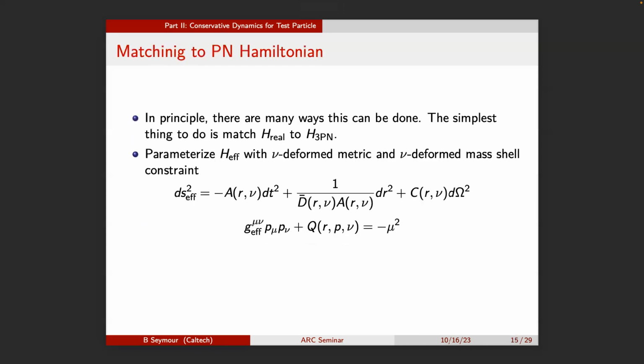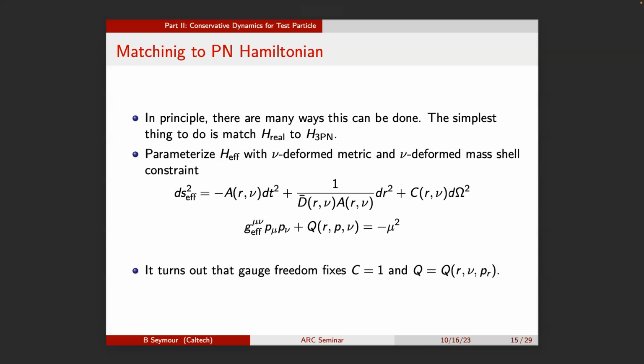So what I'm going to introduce is this effective metric that looks like the Schwarzschild metric, because it's a diagonal metric just with extra coefficients, this A and this D and this C, that will encode the symmetric mass ratio dependence, where nu is the reduced mass divided by the total mass. Basically, we're going to figure out what this A of R and C of R are. The other thing that gets adjusted is that the mass shell constraint gets slightly changed, with this Q. So it's not exactly geodesic motion in the effective spacetime, but I'll discuss this.